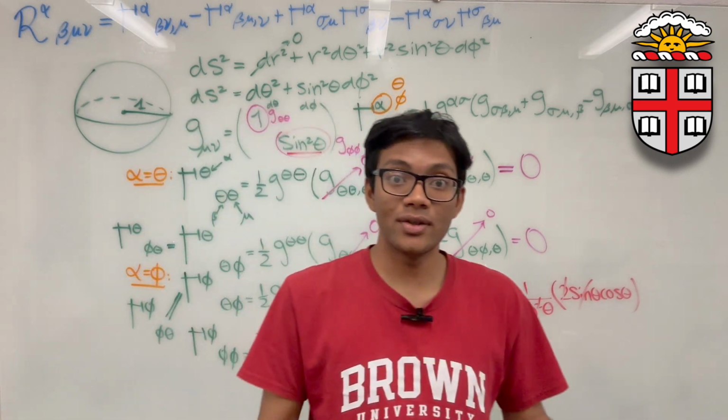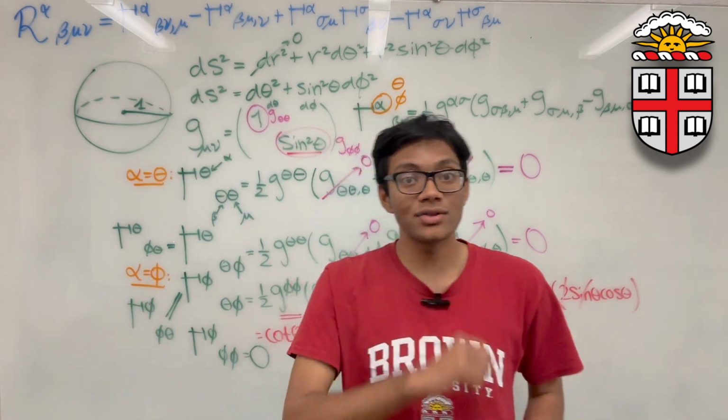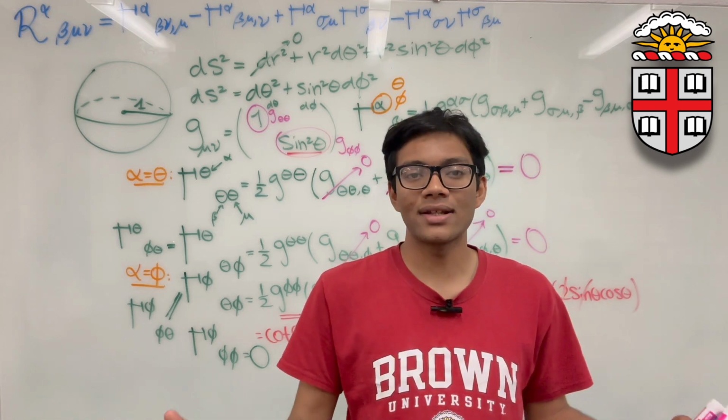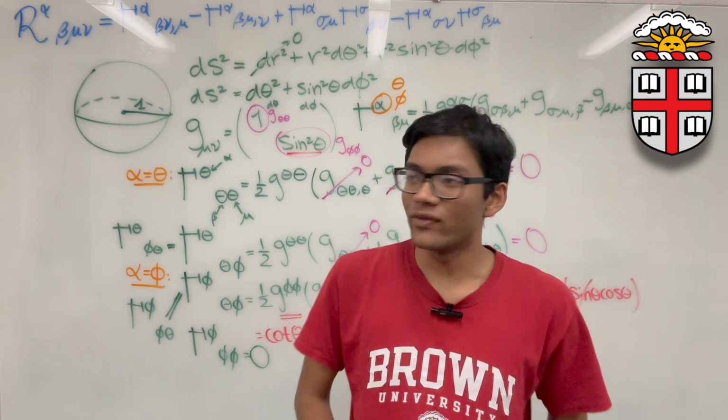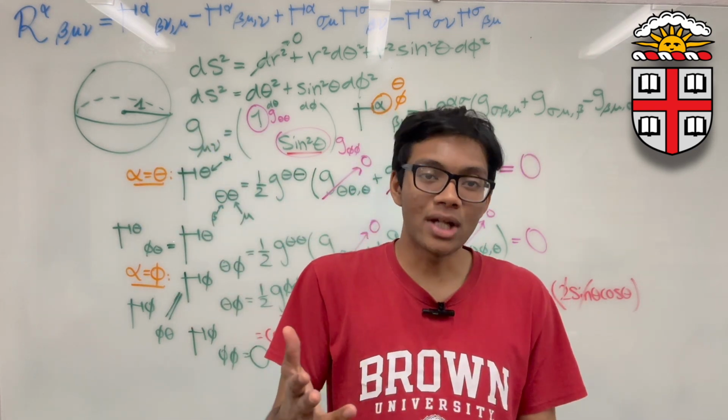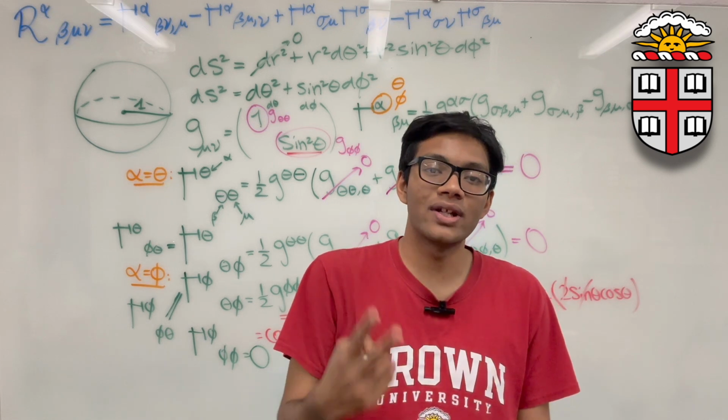At this point of the video, I'm actually too sleepy. I'll do that next time. So that's it for today's lecture. You've seen how to calculate the Christoffel symbols for a 2D surface of a 3D sphere, and you've seen why the Riemann curvature tensor requires the second derivative of the metric.